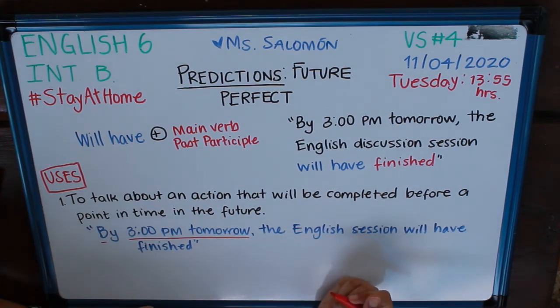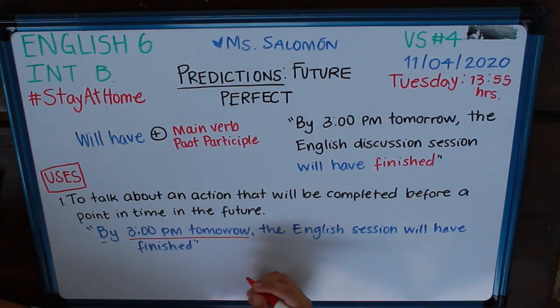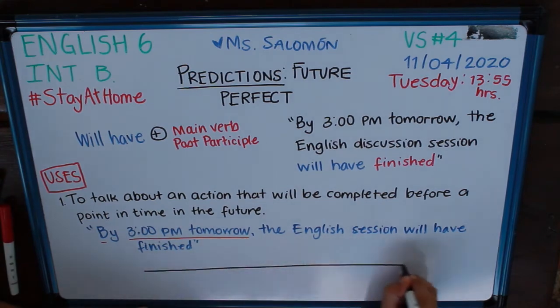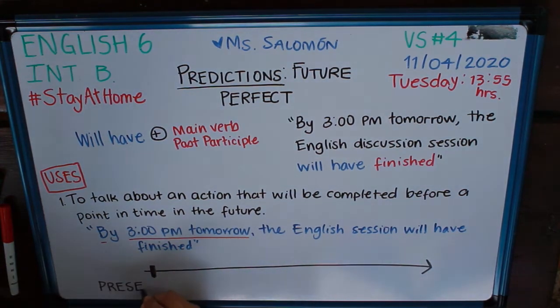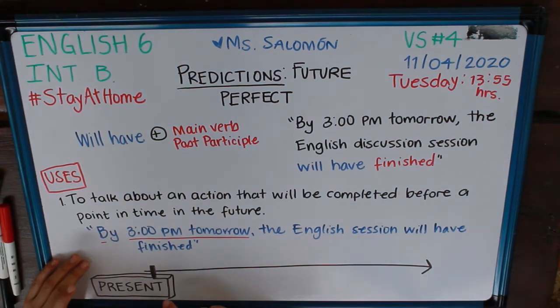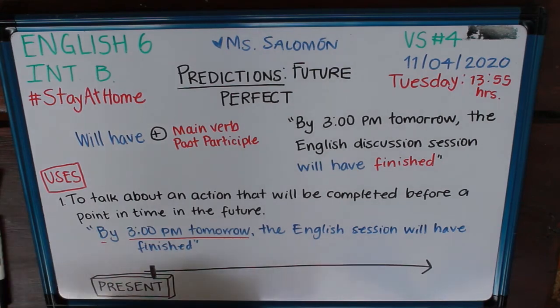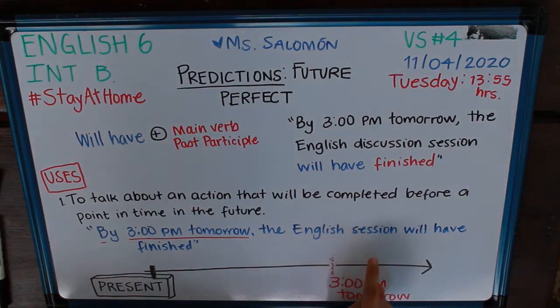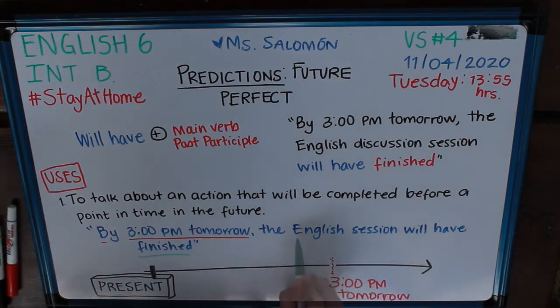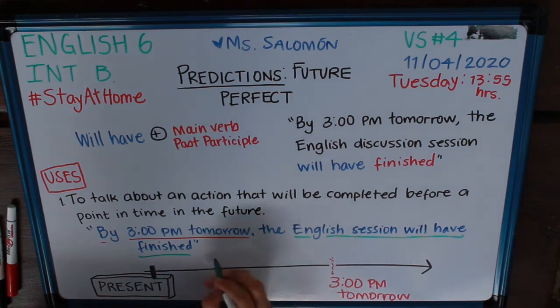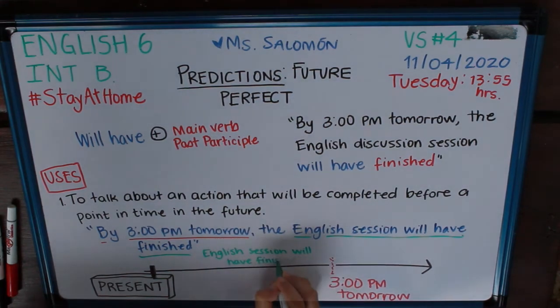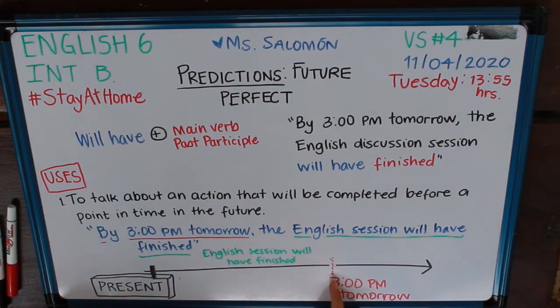That's what we're saying. So I'm going to work with a timeline to help you understand how these events occur. This moment in time is the present, and we're saying that we use this tense to talk about an action that will be completed before a certain time in the future. So let's say that this right here is our 3 p.m. tomorrow. And what we are saying is that before we reach this period in time, our English session will have finished. Maybe at 1:30. So this action will be completed before this period in time.